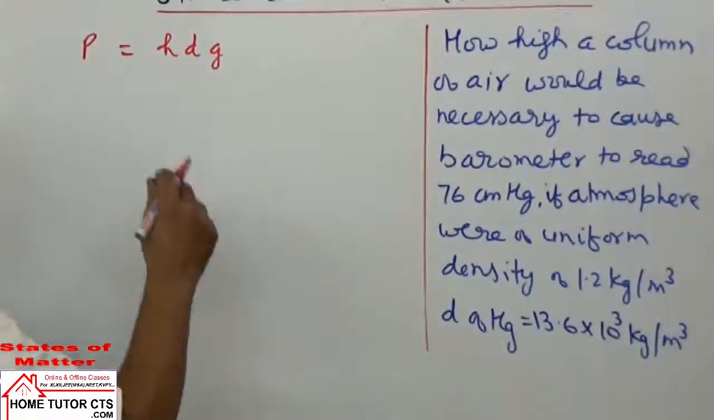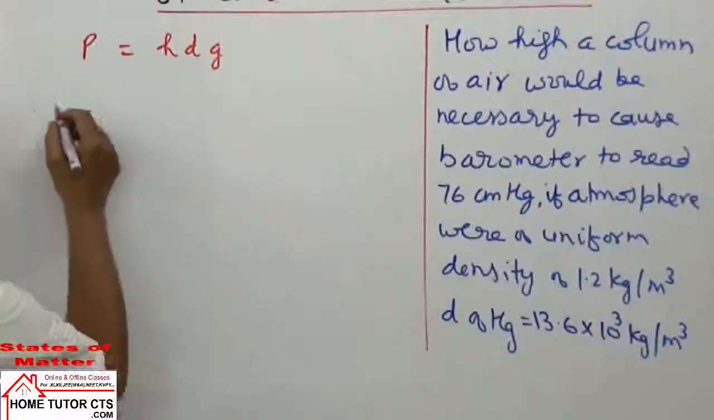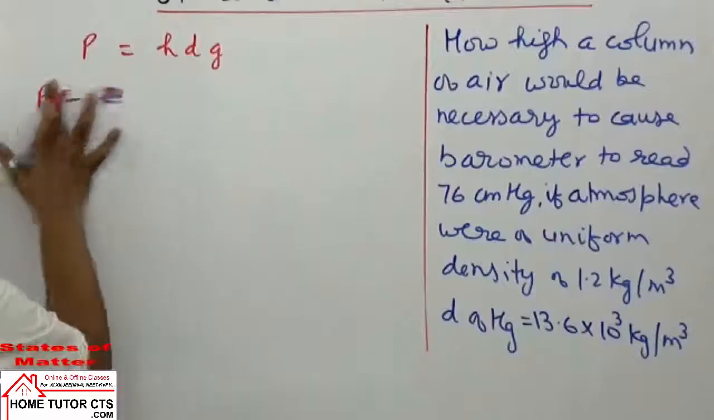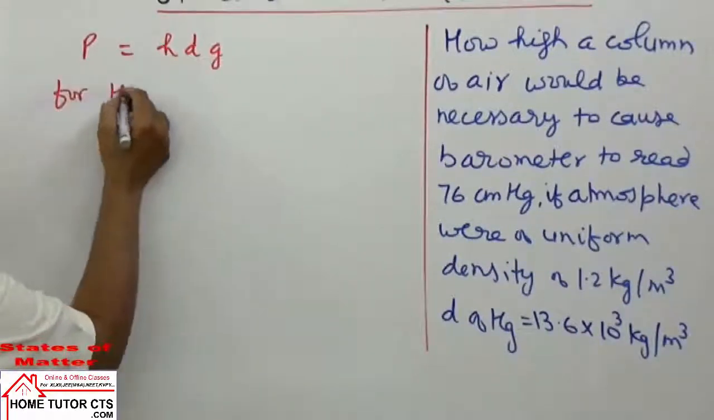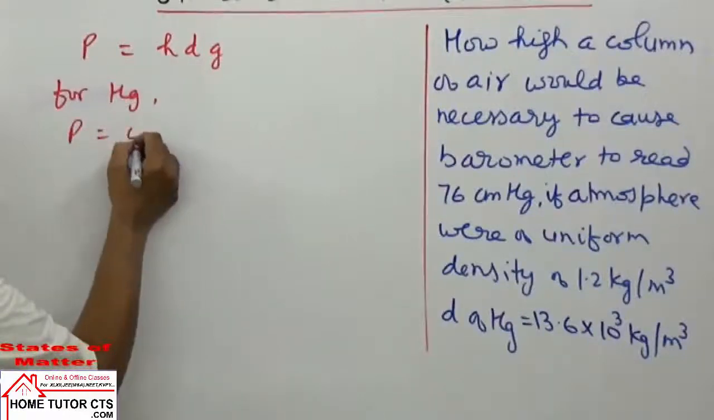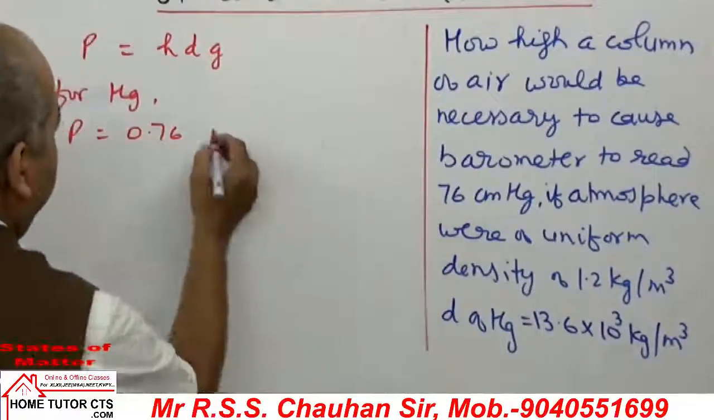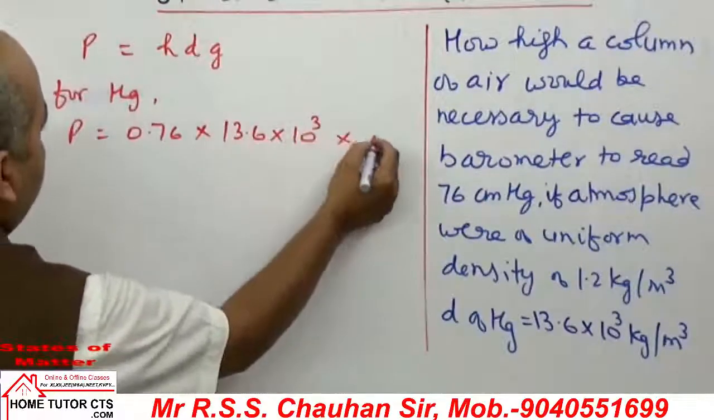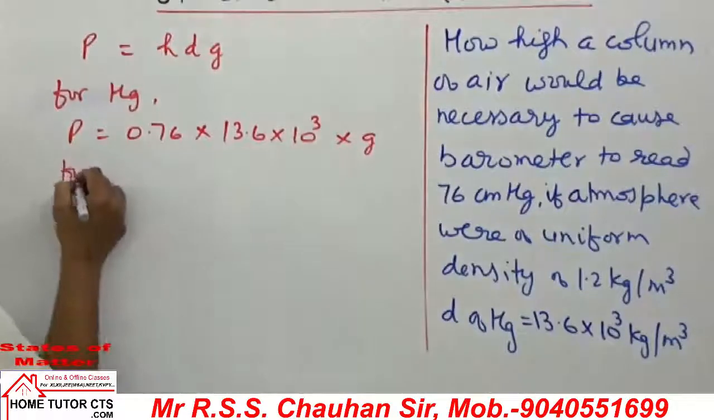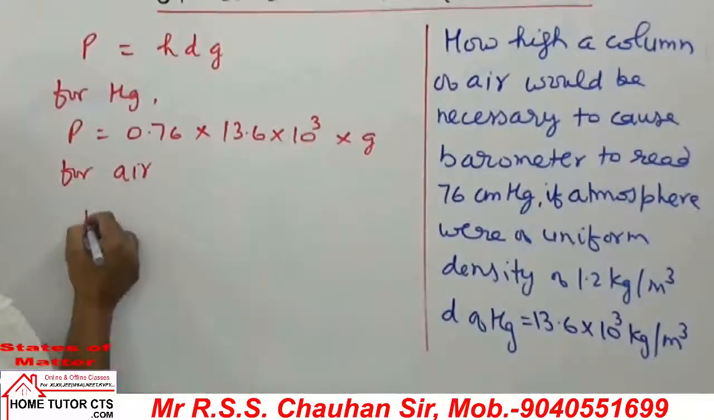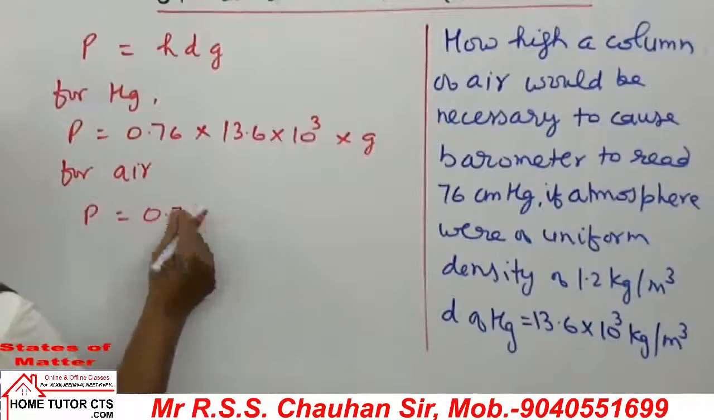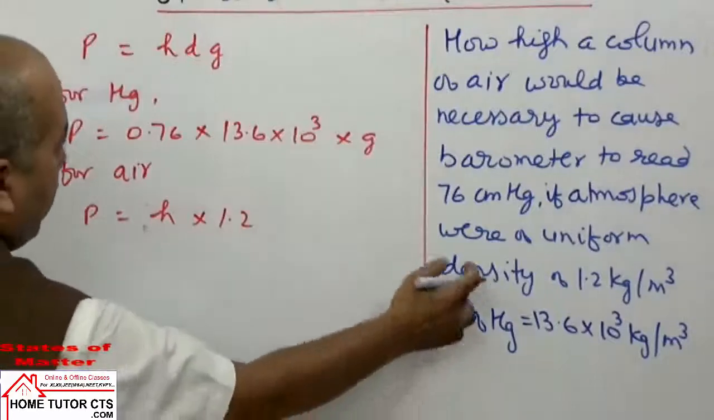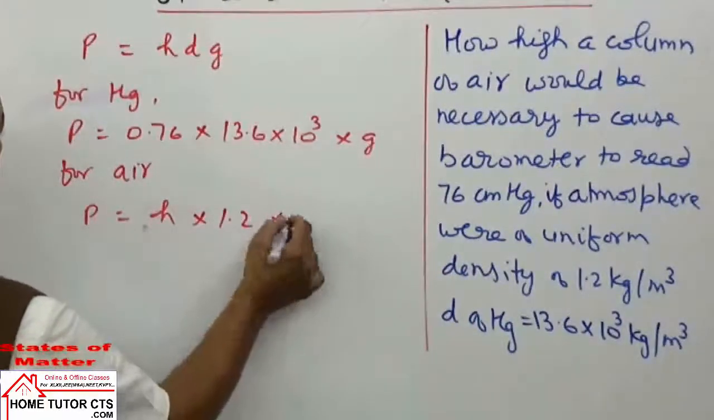Now what is the pressure of the mercury column? The height of the mercury column is h, taken first for the mercury column. Pressure can be taken as 0.76 meter, h, density given as 13.6 into 10 to power 3, into g. g will be the same in both cases. And for the air column, pressure can be taken as, you have to find h, density of air given as 1.2 kg per cubic meter, into g.